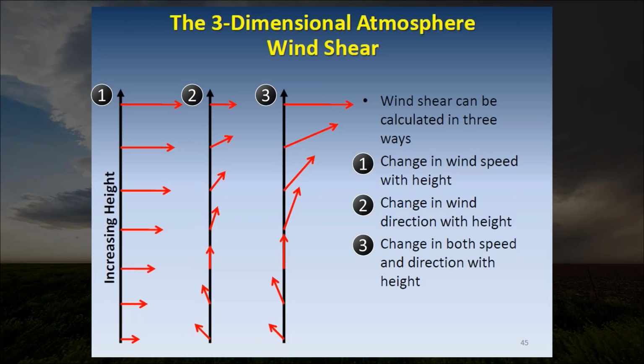Number 2 would be the example of when all the wind speeds are the exact same, but it's just the direction that changes as you go up. And the third example is when you have both, where you have maybe weaker winds at the surface, stronger winds above it, and it's also changing directions. This third example is what's most favorable for supercell and tornado development. And this is generally what we see on severe weather days.